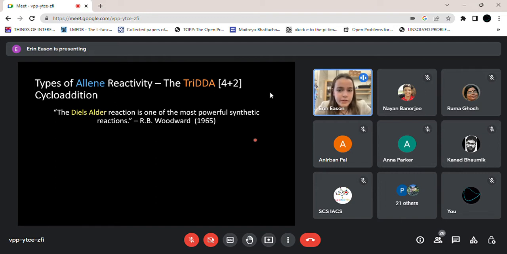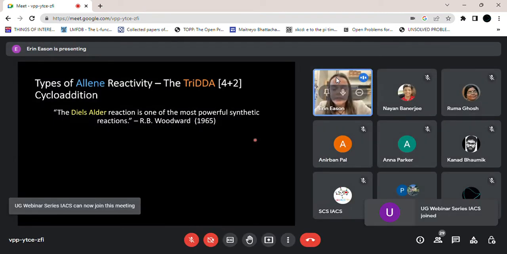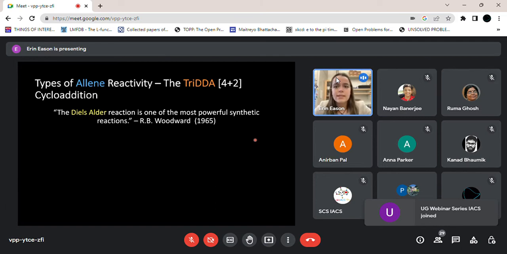The Diels-Alder reaction was coined as one of the most powerful synthetic organic reactions by Nobel laureate R.B. Woodward in 1965 when he won his Nobel Prize. And so the Diels-Alder reaction is so important because it allows us access to so many unique organic scaffolds of cyclic compounds, which have different degrees of unsaturation. And it just provides a very fast and selective and well-known avenue into such a wide array of substrates.